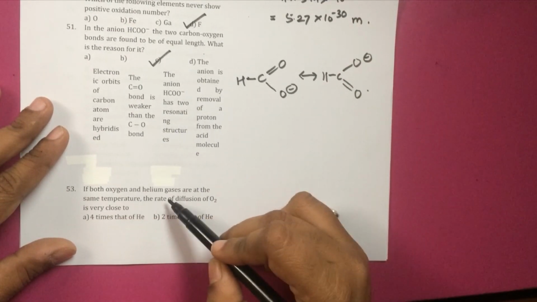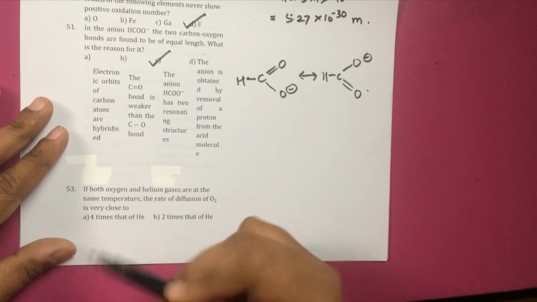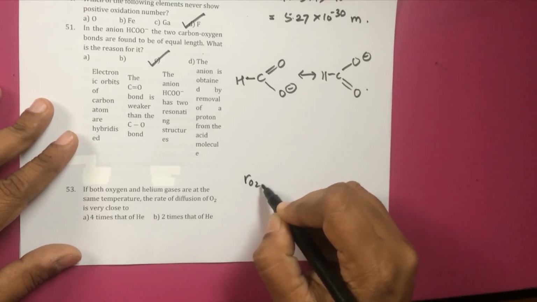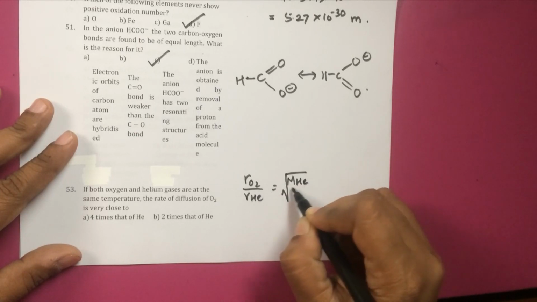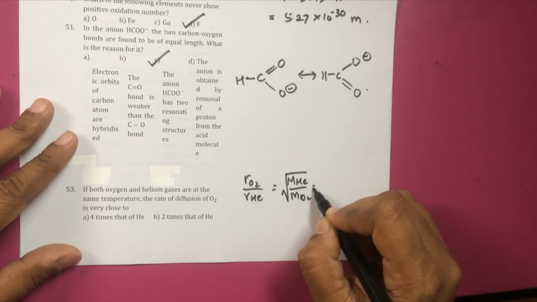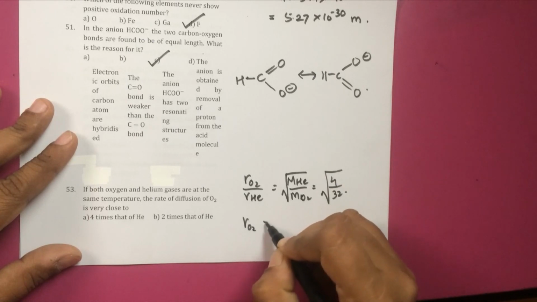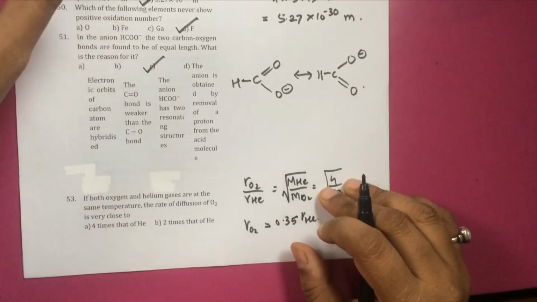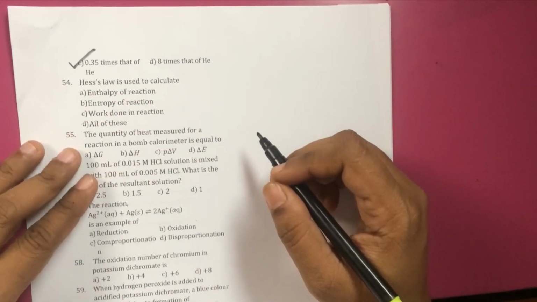Question number 53. If both oxygen and helium are at the same temperature, the rate of diffusion of O2 is very close to? According to Graham's law, the rate of O2 upon the rate of helium is equal to the square root of the molecular mass of helium divided by the molecular mass of oxygen, which equals the square root of 4 upon 32. So the rate of O2 is equal to 0.35 times the rate of helium. So we have option C, that is 0.35 times that of helium. Therefore option C.